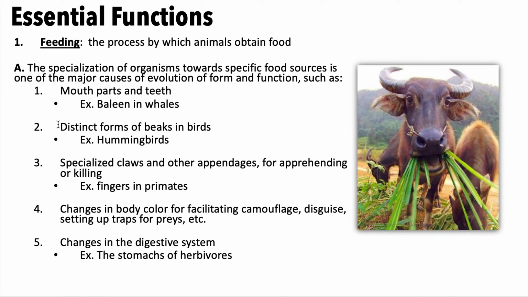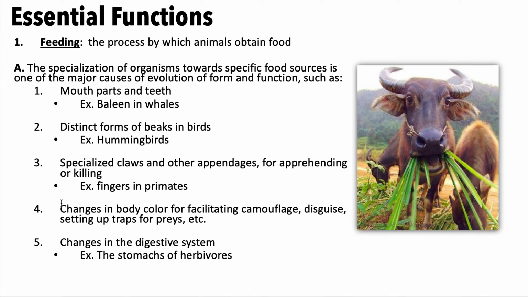It can lead to a distinct form of beaks in birds, such as hummingbirds have that really long, skinny beak in order to get nectar from flowers. If it wasn't quite long enough or wasn't shaped right, then they couldn't get the nectar that they need, and that would cause them to die off. Right? It could lead to specialized claws or other appendages for apprehending or killing, such as fingers in primates.